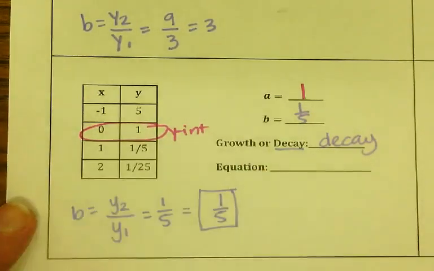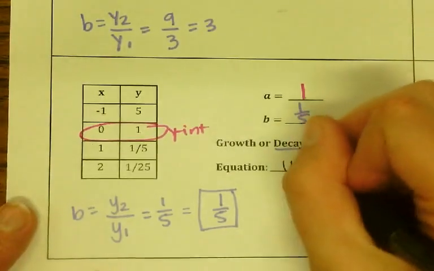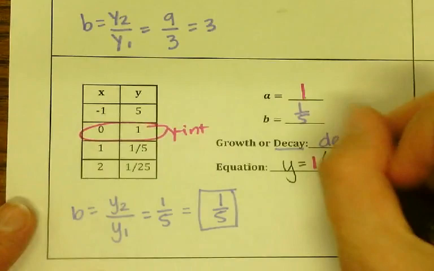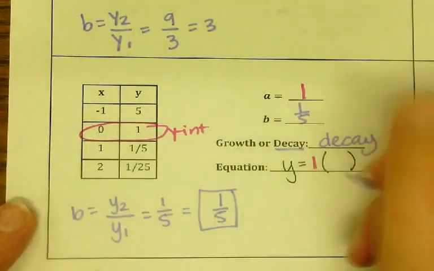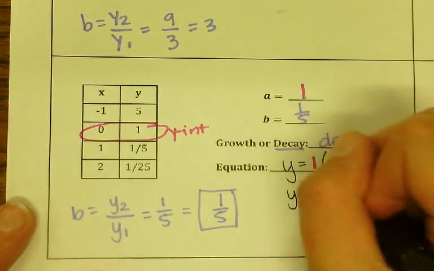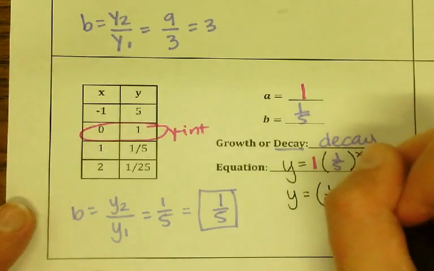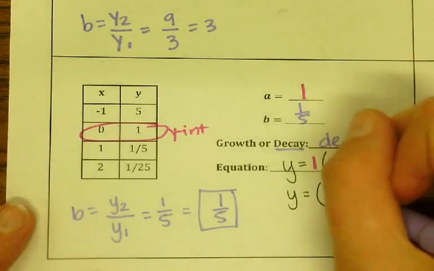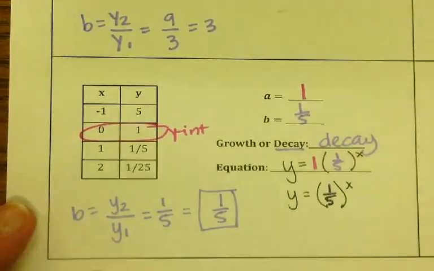And, guys, the equation would be y equals 1 times 1/5 to the x power. You could also simply write this as y equals 1/5 to the x. You can drop the 1. So you can write it either way here with that 1/5 to the x.